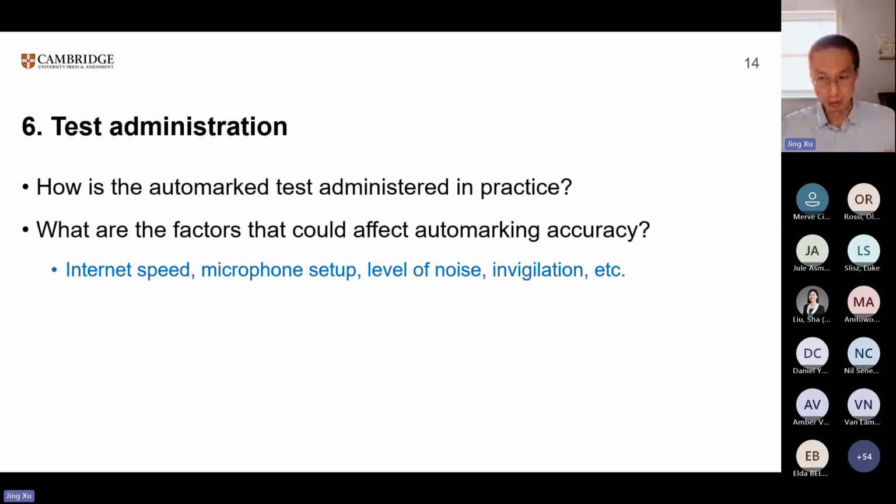When two candidates are sitting too close, so two voices are captured in the same audio file, that will have an impact on the auto-marking accuracy. And when there's a lot of background noise in the room, that will have an impact on auto-marking accuracy as well. And the microphone setup is important. So in some deprived areas, it will probably be very challenging to set up an appropriate environment to administer an auto-marked test.